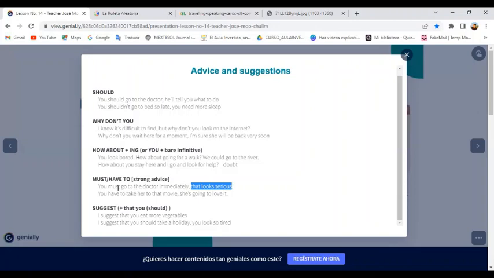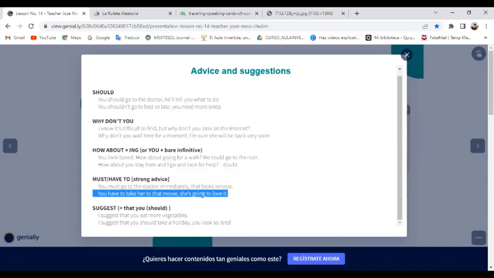Okay, and here we have, Alicia, can you help me reading this one, please? Yeah. You have to take her to that movie. She's going to love it. Okay. Thank you. You have to take her to that movie. She's going to love it. Okay. Aquí deberías o tienes que llevarla a ver esa película. A ella le va a encantar.